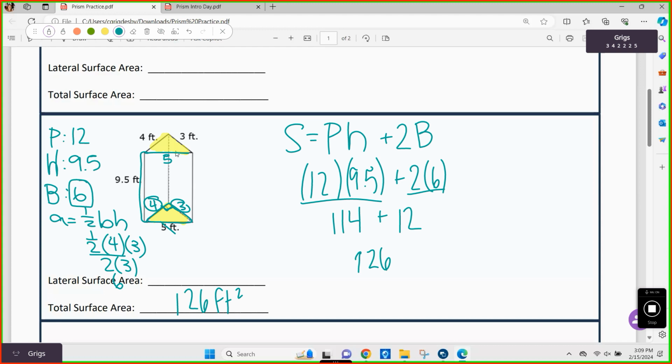How could I identify my lateral? It's right there. It's the Ph part, whatever I plugged into my Ph. So my lateral would be 114 feet squared. Alright, ready to do the cylinder? Yeah. Let's go.